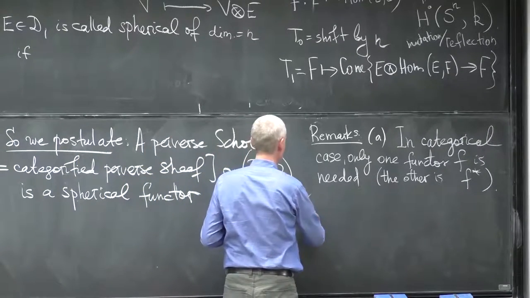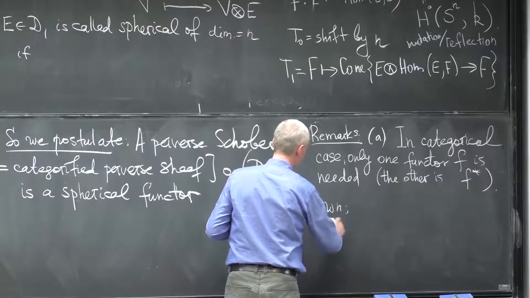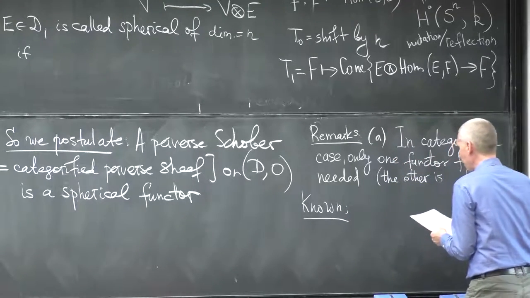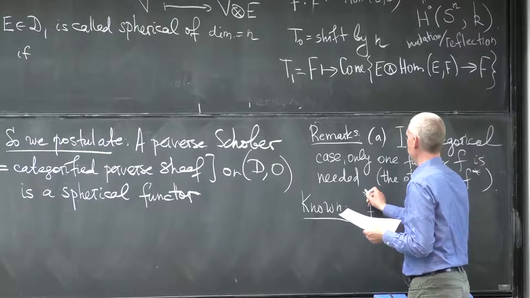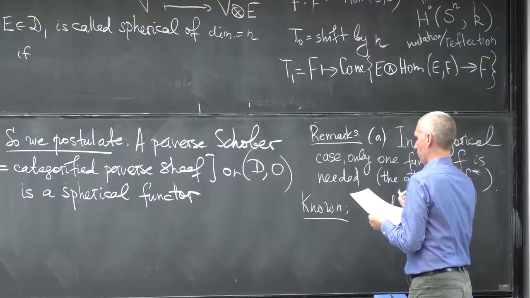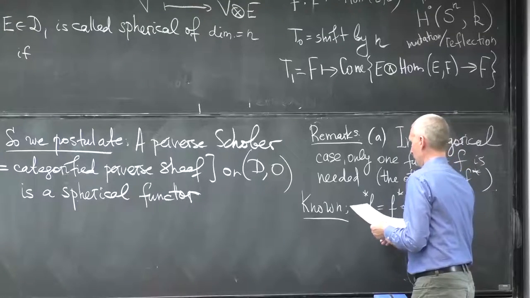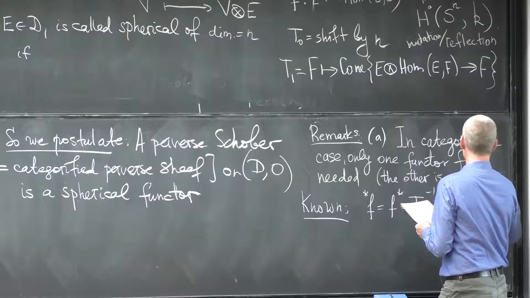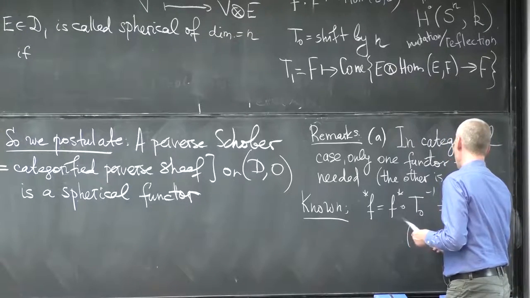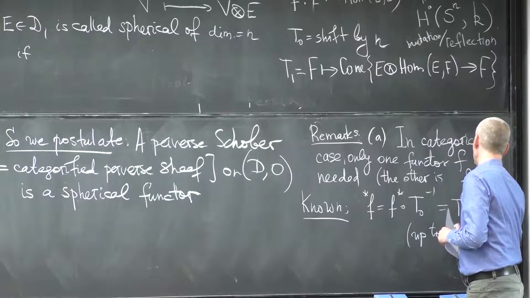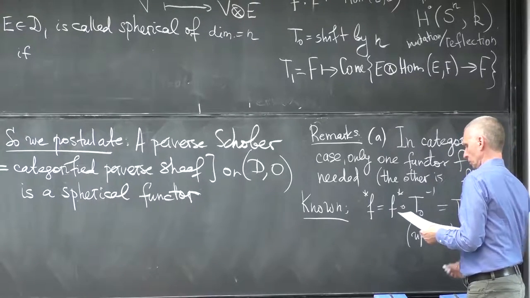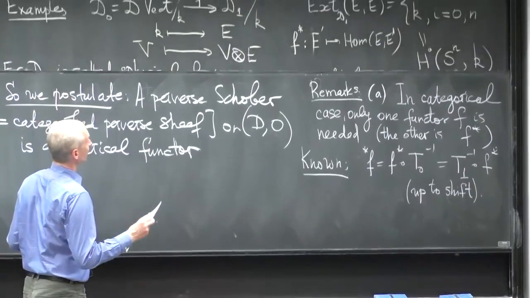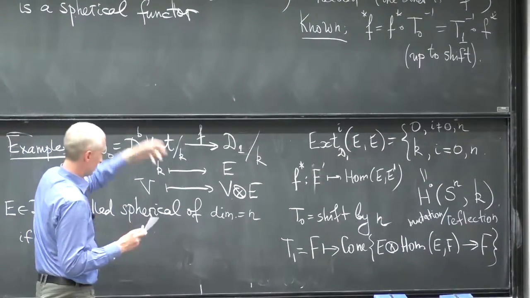It's also known that the other adjoints can be recovered from the right adjoint by composing with monodromy. So the left adjoint is the right adjoint composed with T0 inverse, and the same as T1 inverse composed with the right adjoint from this side, up to shift. I may have missed a little shift. So that's remark number one. There's a slight difference.